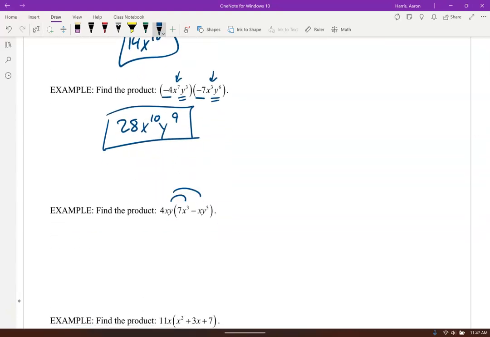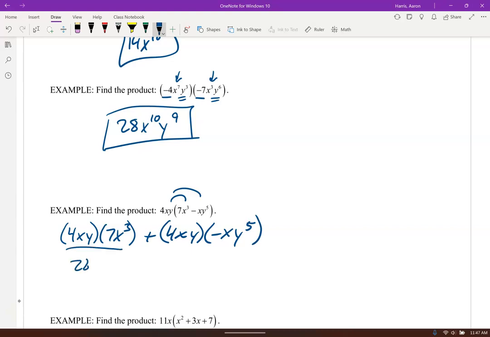Here we have to distribute that. So we have 4xy times 7x cubed plus 4xy times -xy to the 5th. So this first one we get 28x to the 4th y. And then 4 times the -1 is a -4. Looks like we have x times x squared, and y times y to the 5th is y to the 6th.